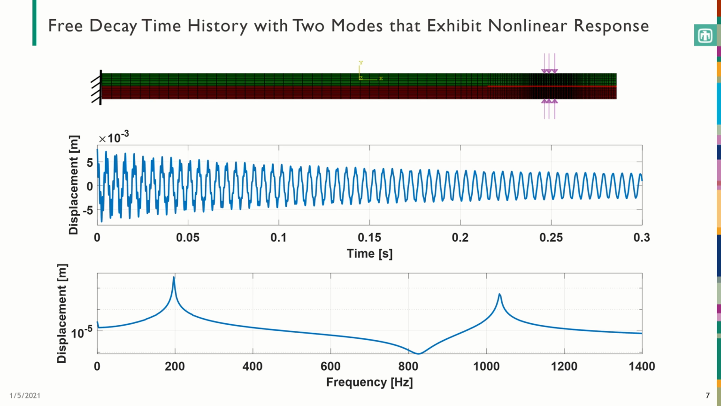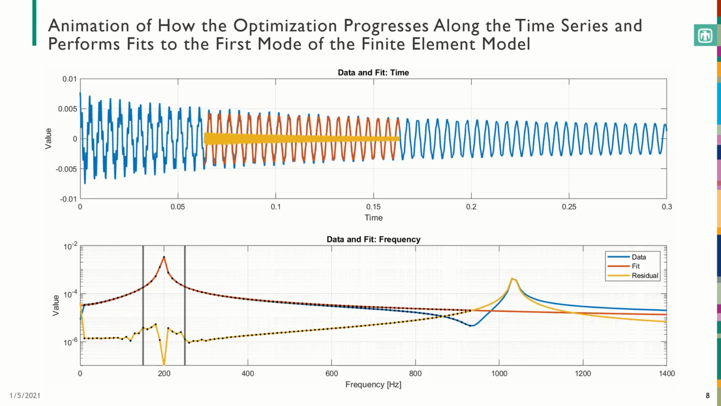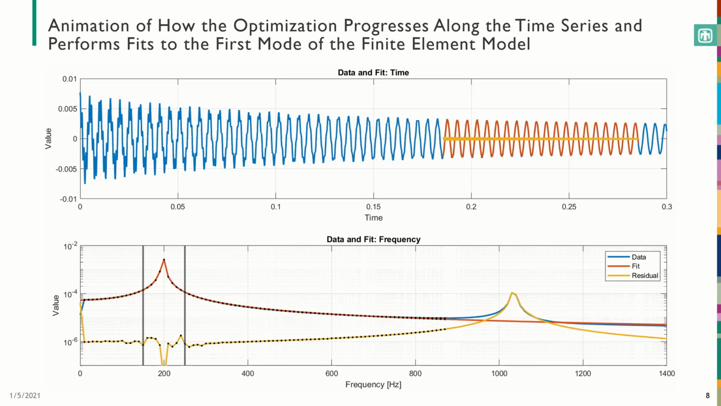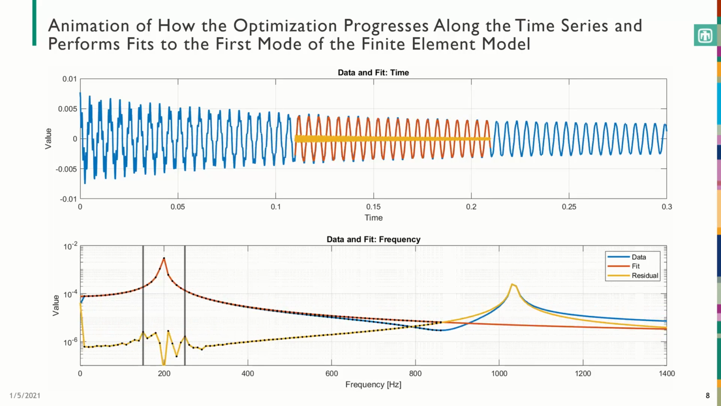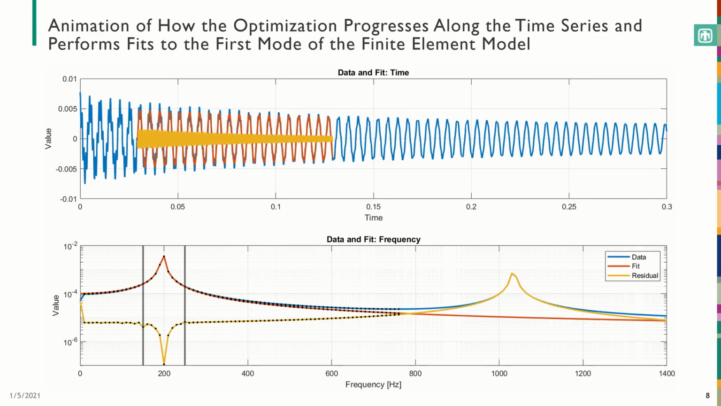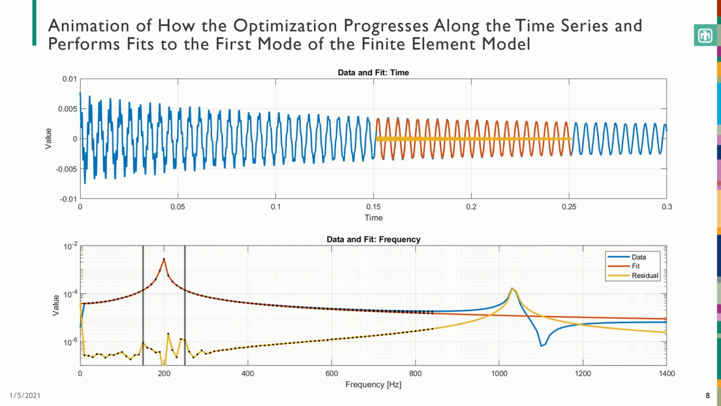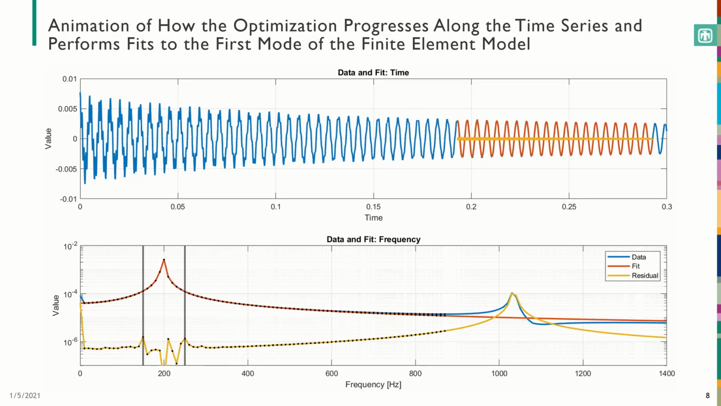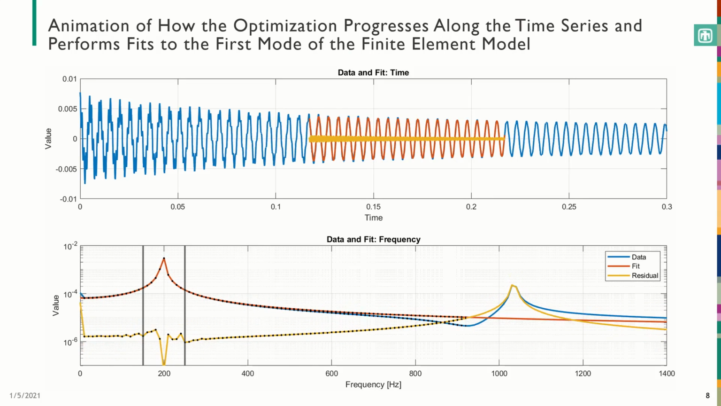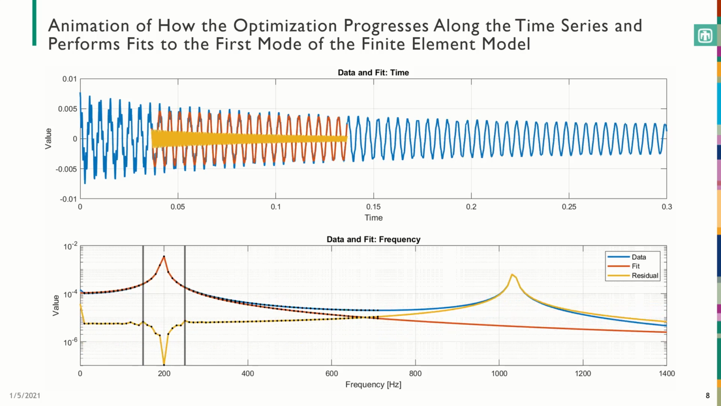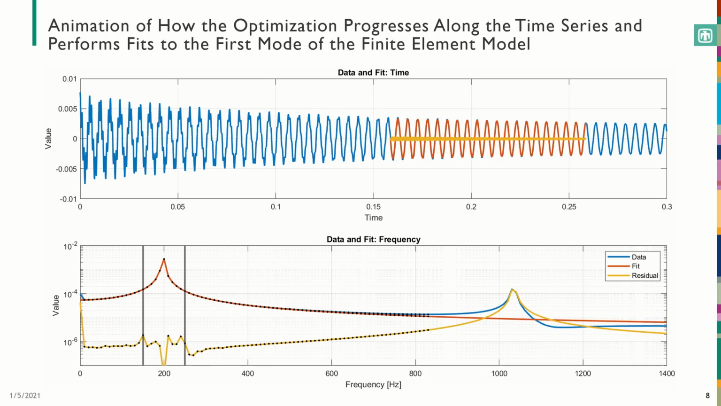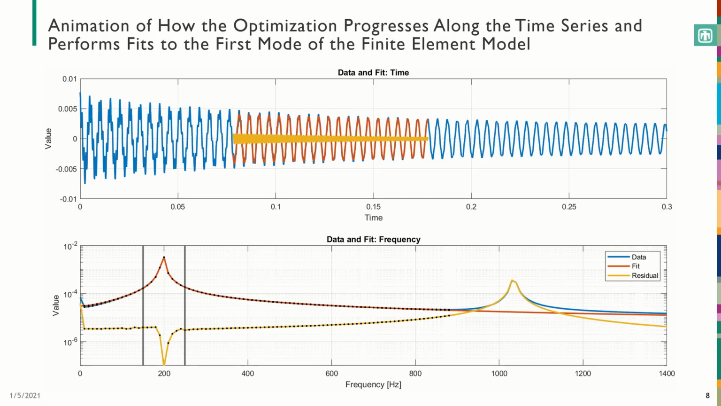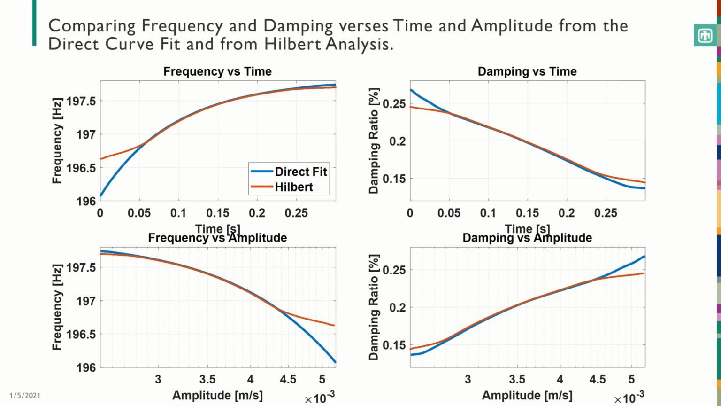The response we have from this model has the first two modes ringing down simultaneously and is plotted versus time and frequency in the figure. In this case, I'll fit the modes sequentially, and this animation shows how the process marches down the time series and performs the fit in each segment, where the orange line is the curve fit to the first mode, and the yellow is the residual, which is basically the second mode. In the bottom half, you can see the fit in the frequency domain, where the black dots mark which points are being used in the optimization, and the vertical black lines show between where it is looking for a peak to initiate the fit from.